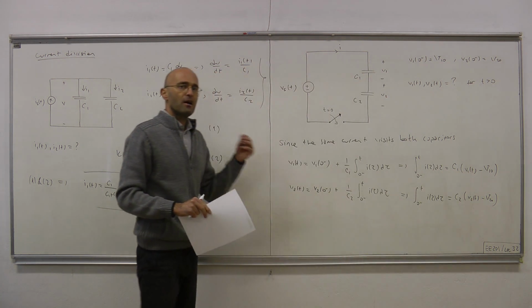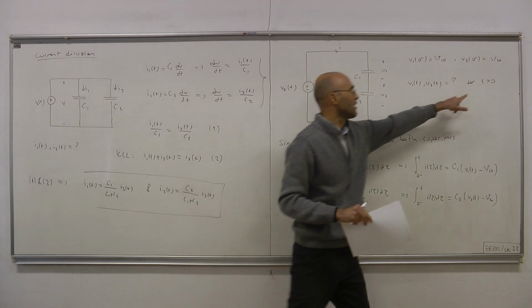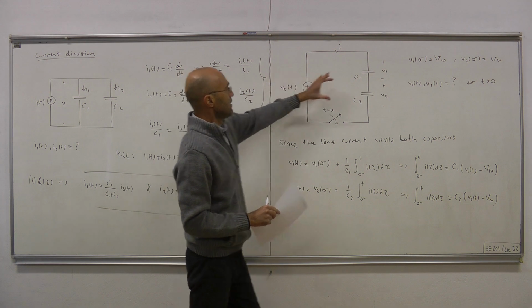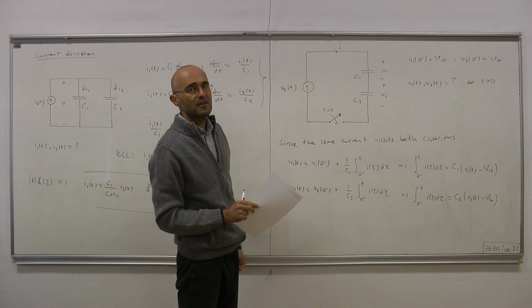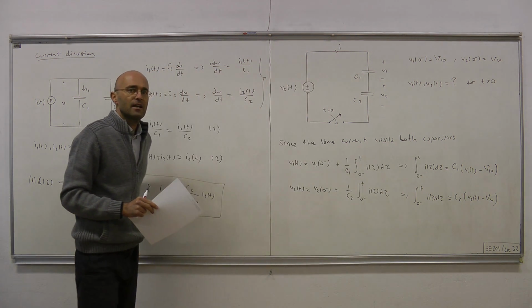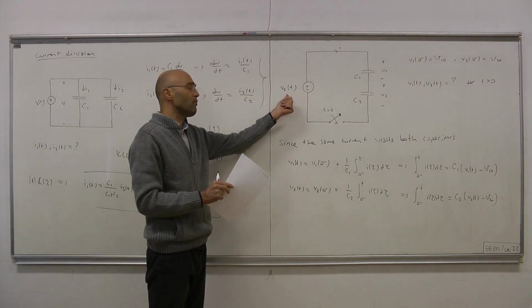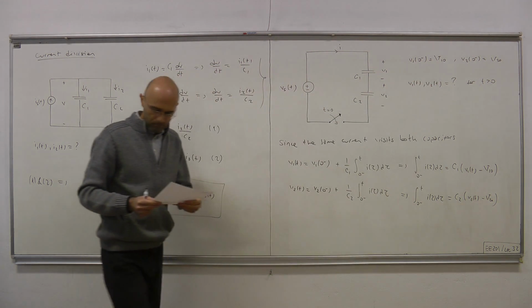The other constraint is coming from KVL. When the switch is shut, when t is larger than 0, clearly V1 plus V2 must equal Vs, and that will be the second constraint. Combining those two constraints, we can express V1 and V2 in terms not only of Vs, but also of their initial voltages.